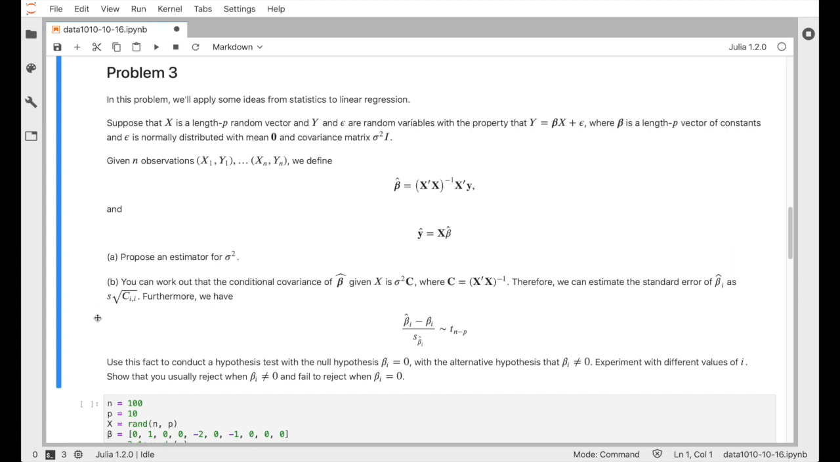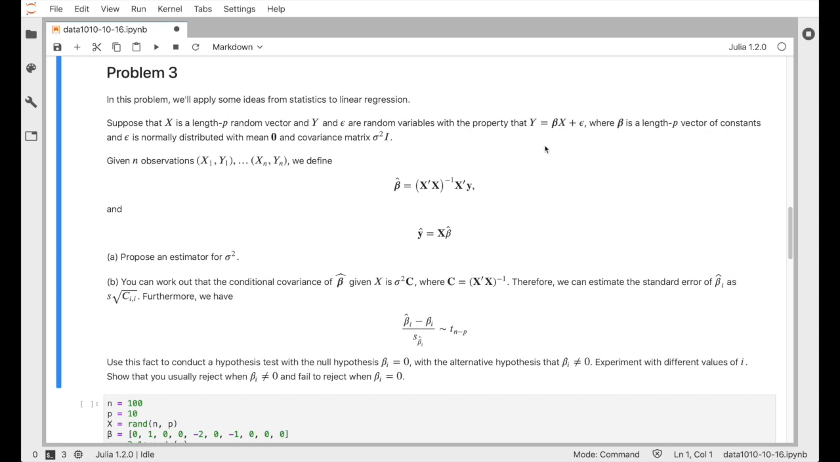And the most compelling part of this problem is in part B, but before we get there, we're asked to think about how we would estimate sigma squared. And sigma squared here is defined to be the variance of this error term. So we define epsilon to be y minus beta x.